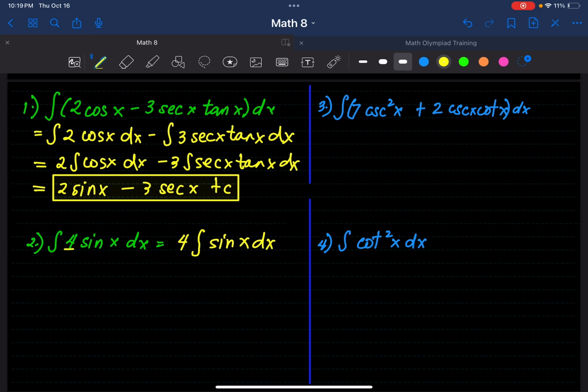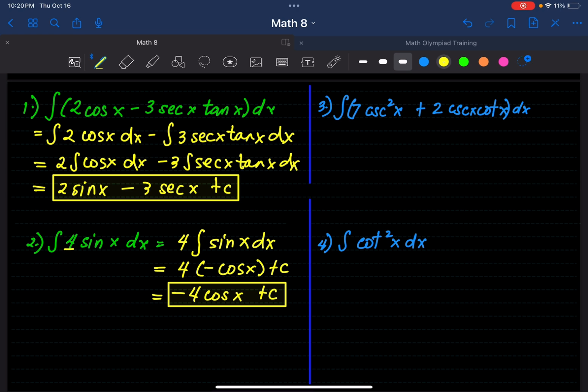Number 2, what is the integral of 4 sine x dx? So if we have 4 as coefficient, we can write it before the integral symbol. Then what is the integral of sine x dx? That is negative cosine x plus c. And what is the simplest form of this? 4 times negative cosine x, that is negative 4 cosine x plus c. And this is the answer for number 2.